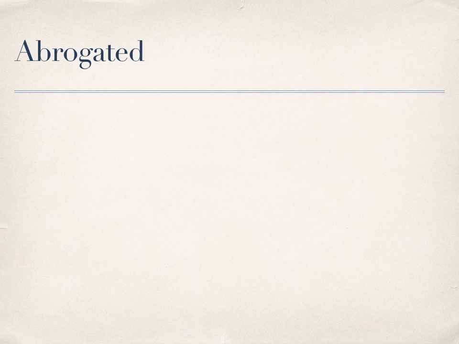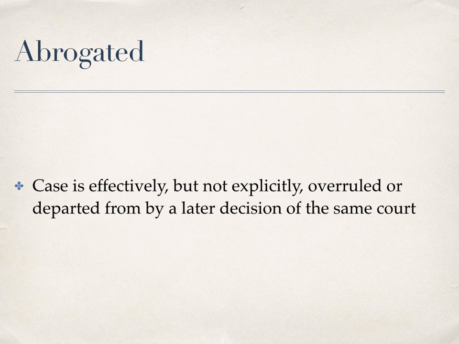Another type of subsequent history that may occur with a different case than the one you're citing is when you have a case that has been abrogated. A case that has been abrogated means that the case is effectively, but not explicitly, overruled or departed from by a later decision of the same court. When indicating a case has been abrogated by a subsequent case, the introductory phrase will be abrogated by. Again, all of these are available in T8.